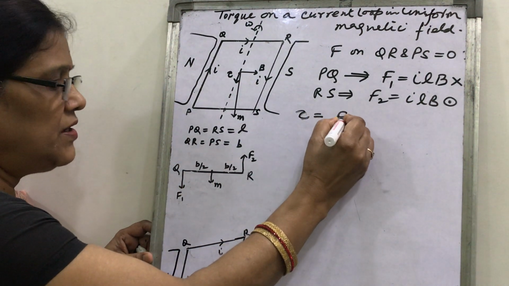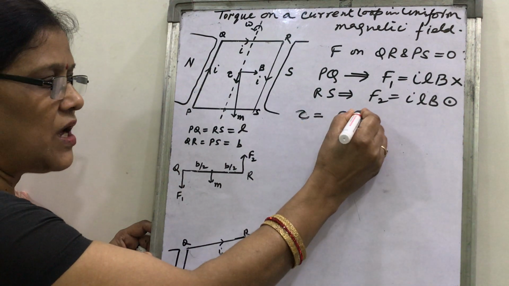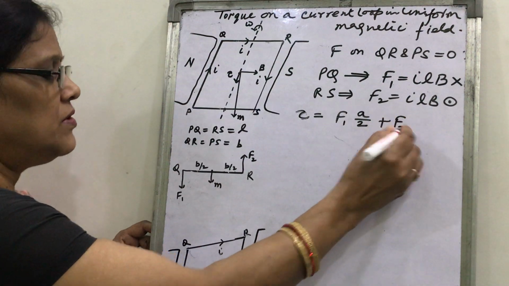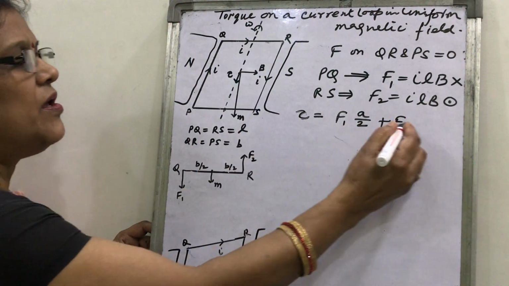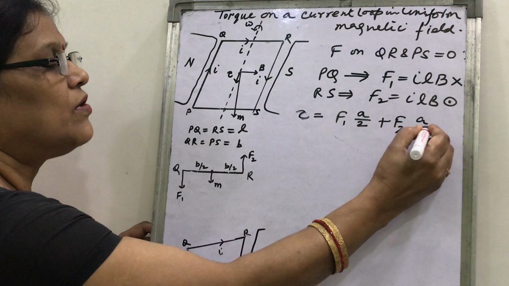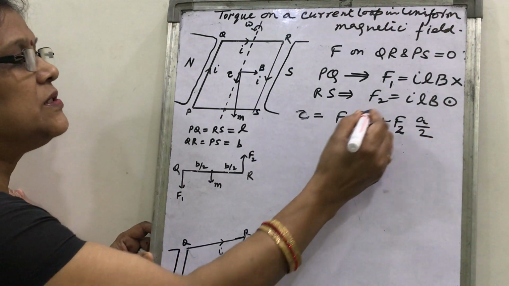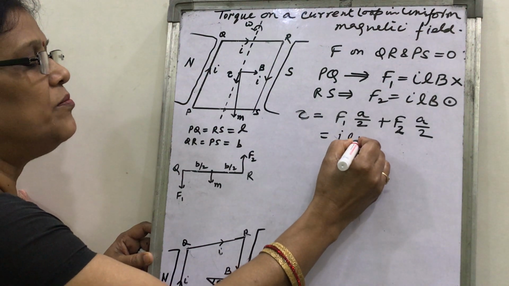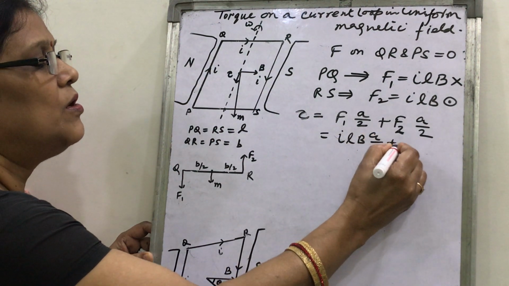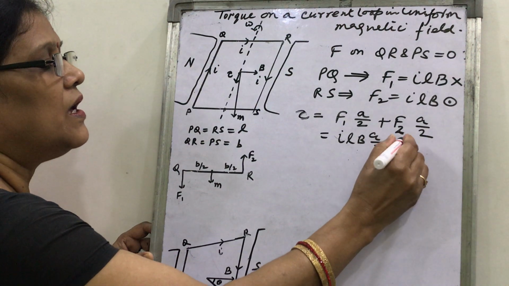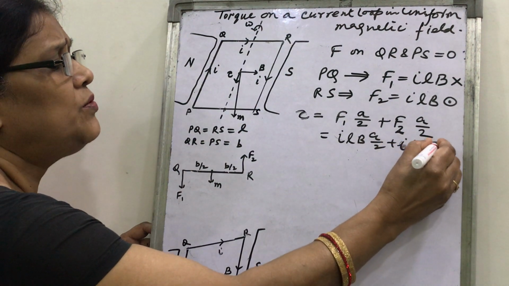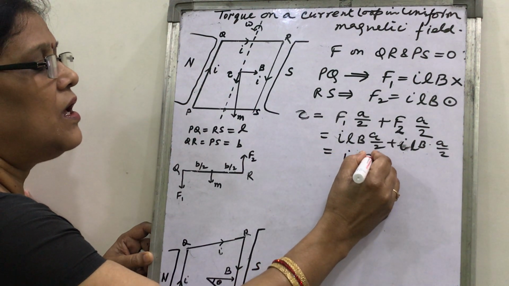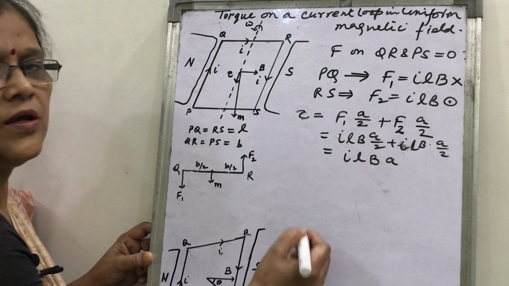So F1 into A by 2 plus F2 into A by 2. So the magnitude of torque is, since F1 and F2 are both the same, I L B into A by 2 plus again I L B into A by 2. What will you get? Finally I L B A.